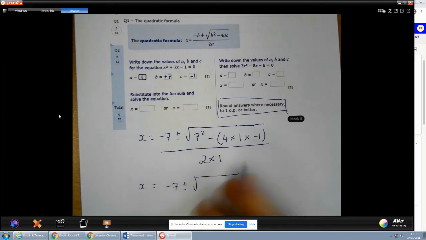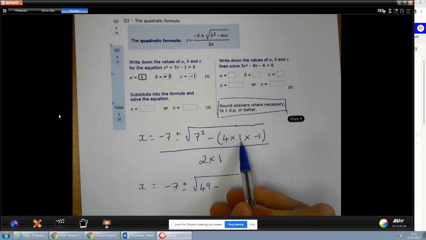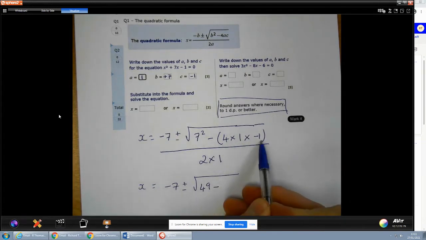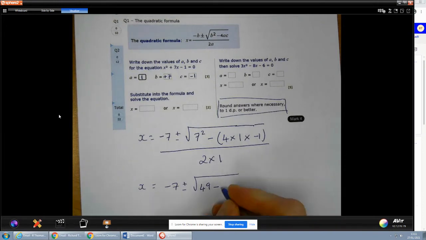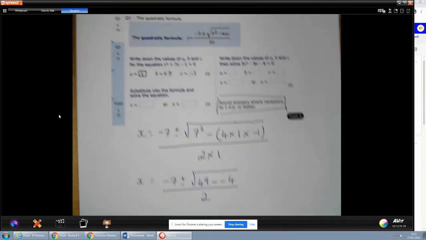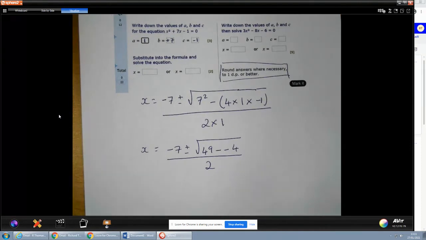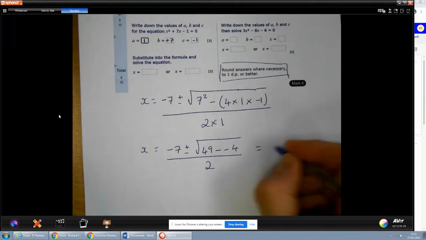I know that 7 squared is 49. Don't need a calculator for that. I know that 4 times 1 is 4. And 4 times minus 1 is minus 4. So I now have that. I also know, because I know my 2 times table, that 2 times 1 is 2. Now I can still simplify that further again before I reach for my calculator.